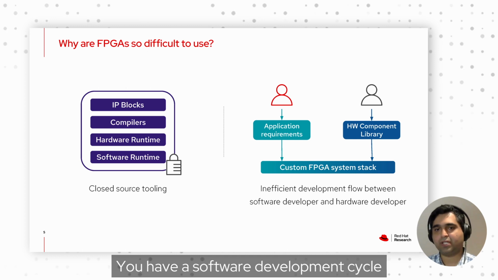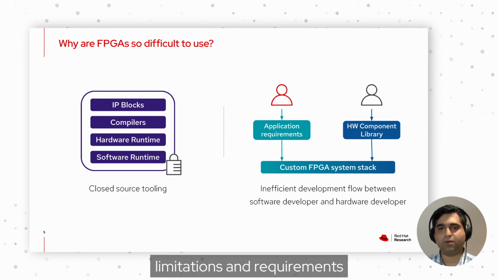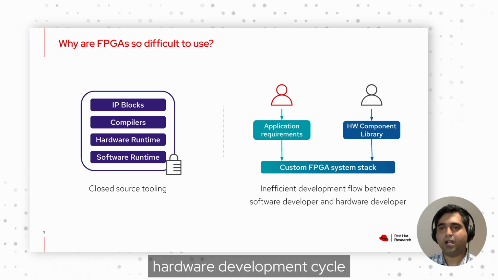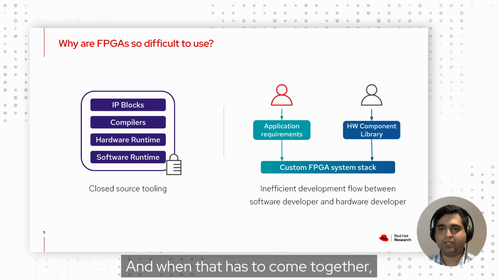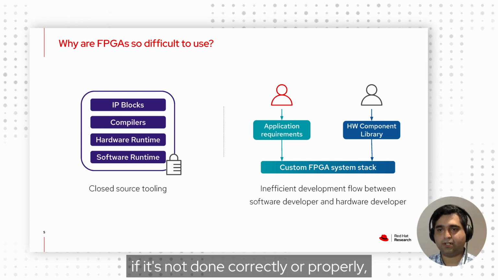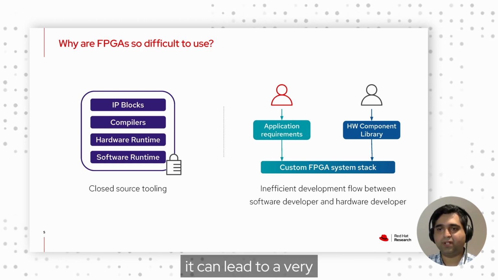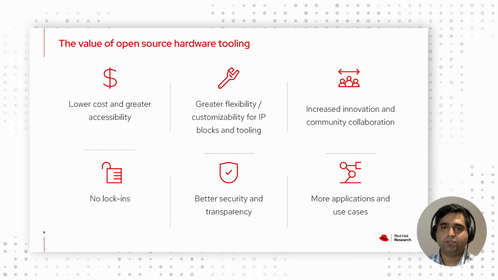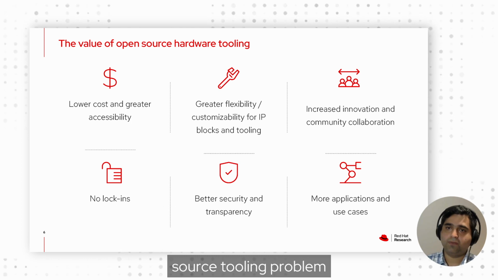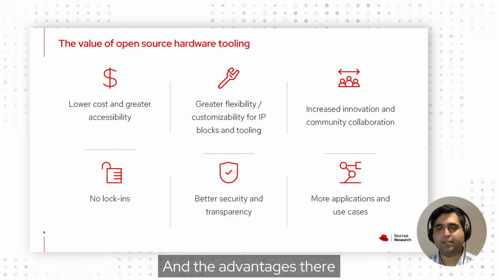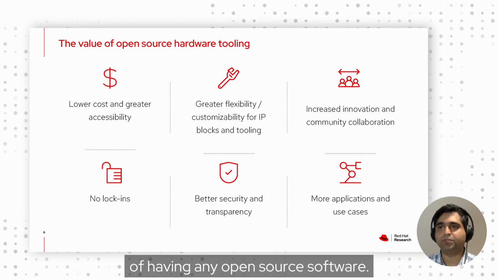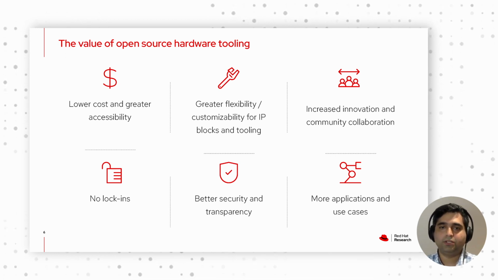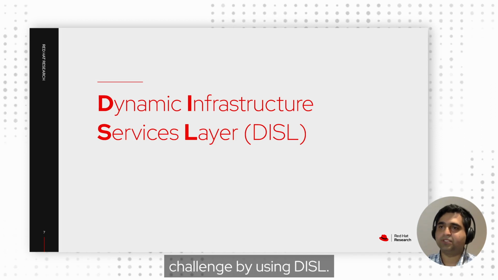You have the software development cycle, which has its own limitations and requirements and overheads and expertise. And then you have the hardware development cycle with its own requirements and overheads and expertise. And when that has to come together, if it's not done correctly or properly, it can lead to a very inefficient development flow. So you solve the closed source tooling problem by having open programmable hardware. And the advantages there are similar to the advantages of having any open source software. You solve the development challenge by using DISL.